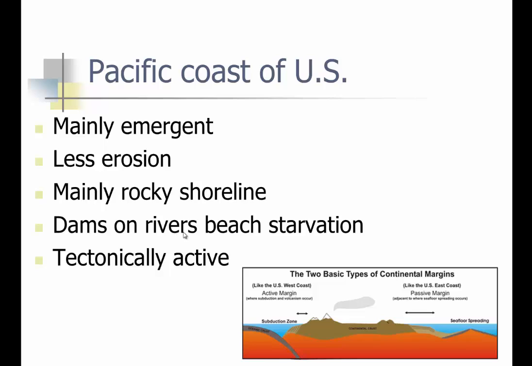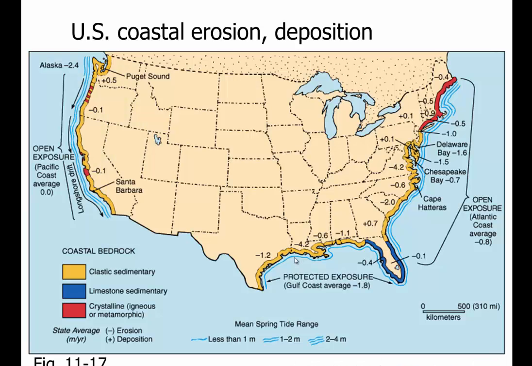We have dams actually shutting off the supply of most of the big rivers, like the Columbia, Colorado. So we have those things actually forming, and that starves the beach of sand, and it is a very tectonically active boundary as well. This is coastal erosion and deposition.